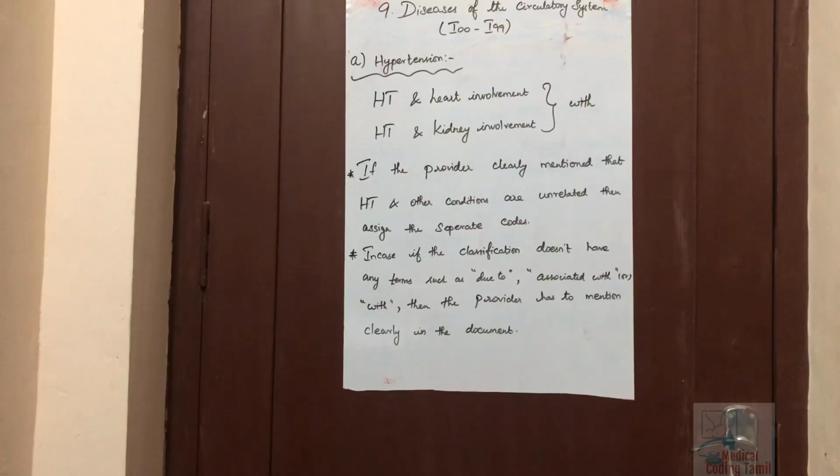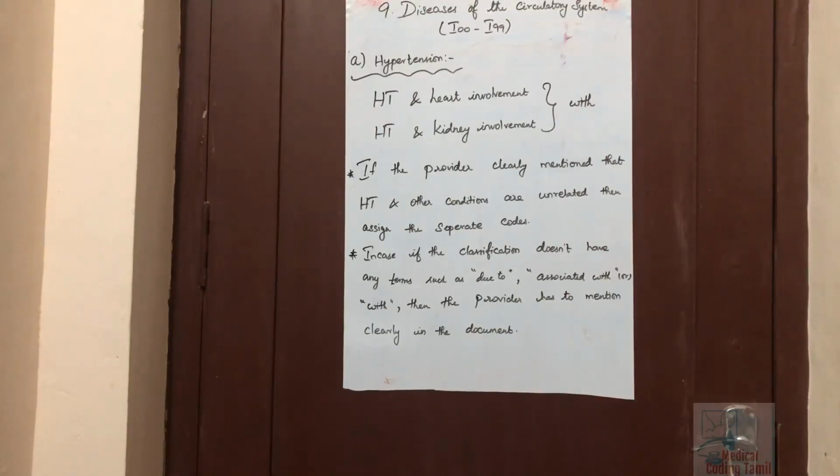HD and heart involvement, and HD and kidney involvement, if this is linked by the word with. If the provider clearly mentioned that HD and other conditions like heart and kidney are unrelated, then we have to assign separate codes for hypertension and heart, or hypertension and kidney, or together like hypertension, heart and kidney. We have to assign the separate codes.